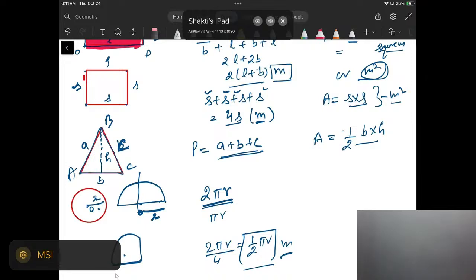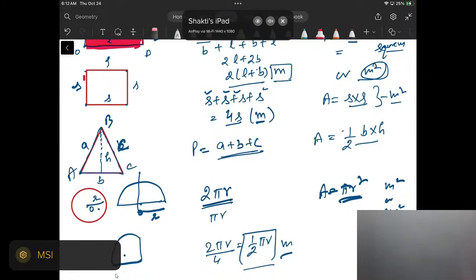Square, the area is equal to pi r squared. The unit will be meter squared or centimeter squared, or whatever the unit of your radius is, squared. So these are the basic formulas, and based on them we will be solving the questions.